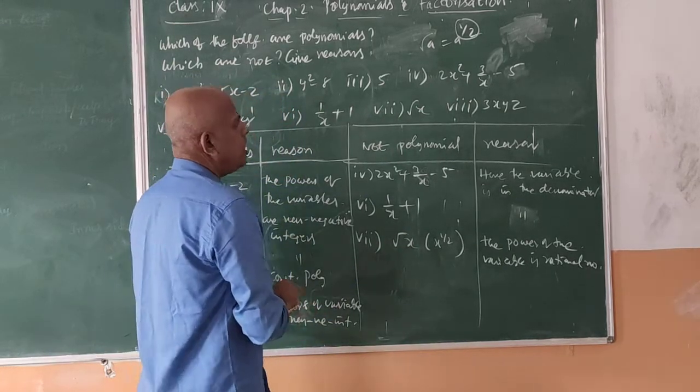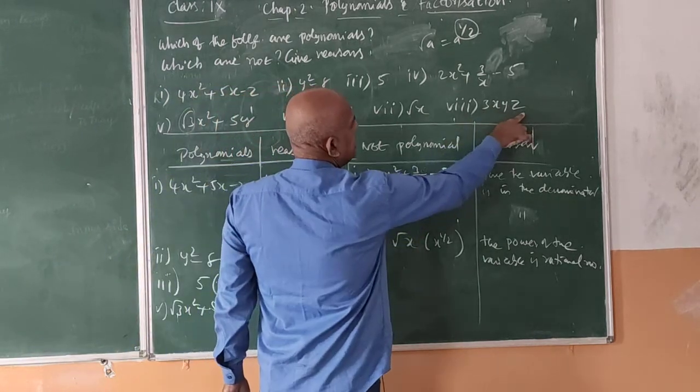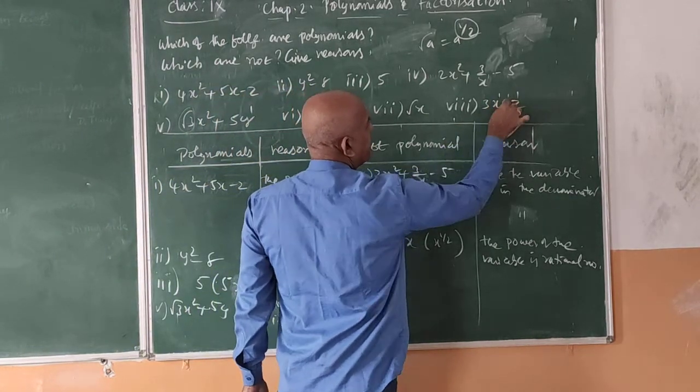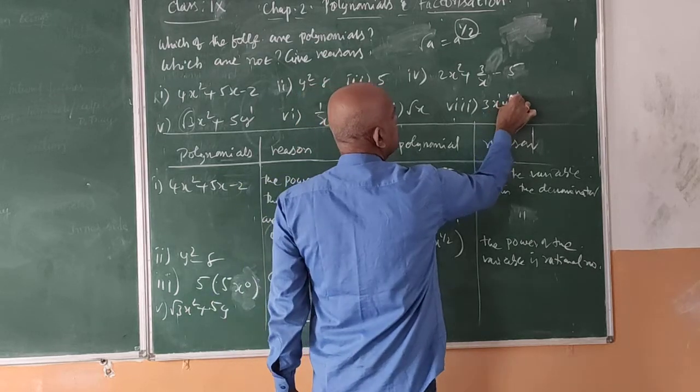And coming to the last one, 3xyz. So x power 1, y power 1, z power 1. Here it is only one term, and the sum of the powers is 1 plus 1 plus 1, 3.